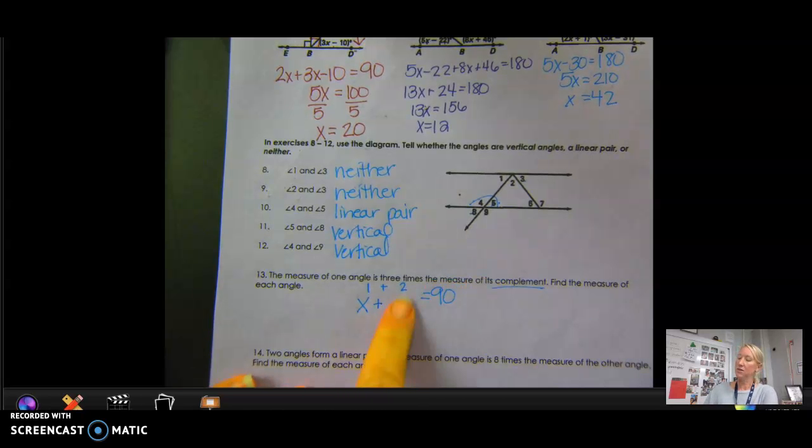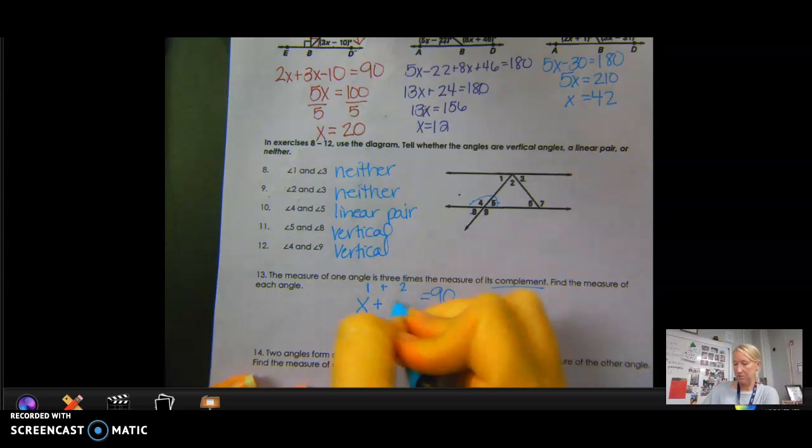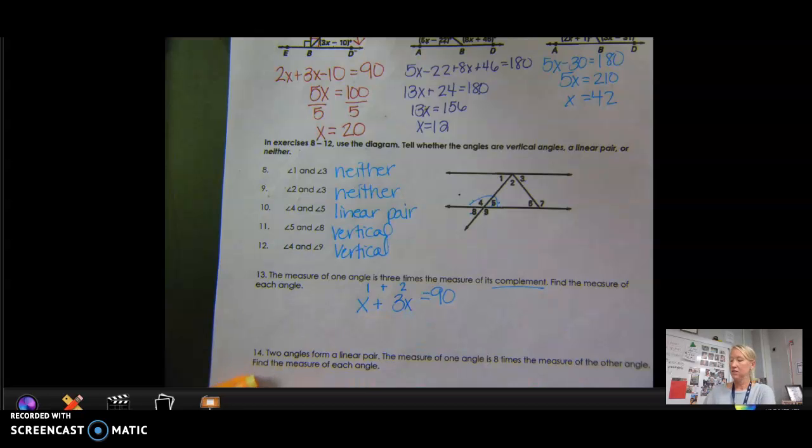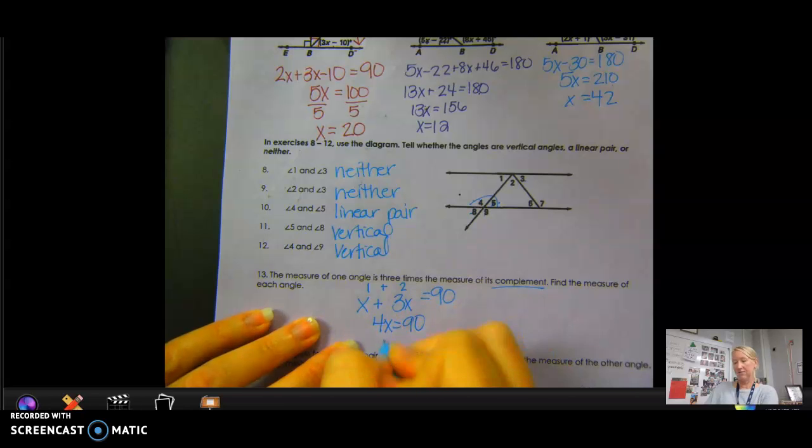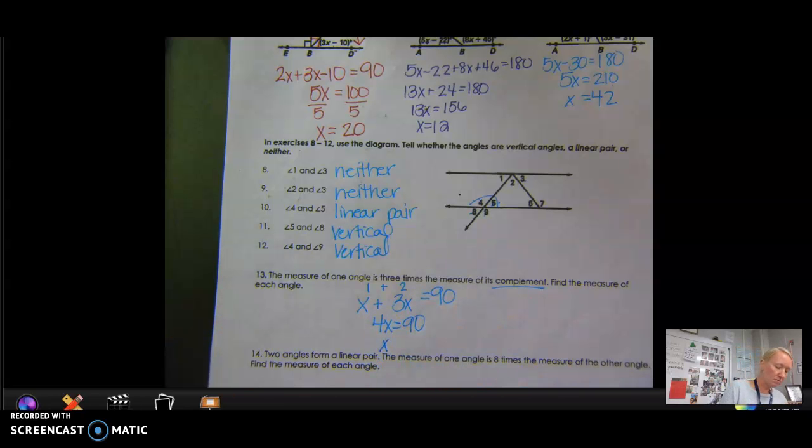Plus, we know that one of the angles, so we'll call it angle 2, is 3 times that angle. So to show that, it would be 3x. So x plus 3x should equal 90. So that is 4x's equal 90. I'm going to divide by 4. 90 divided by 4 is 22.5.